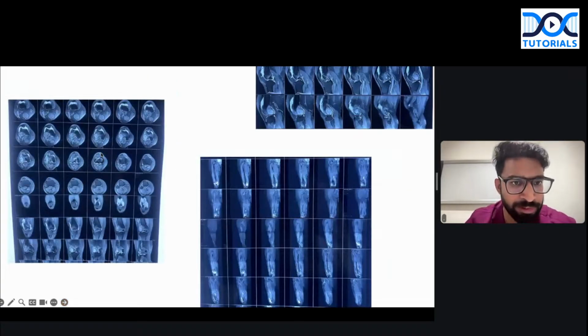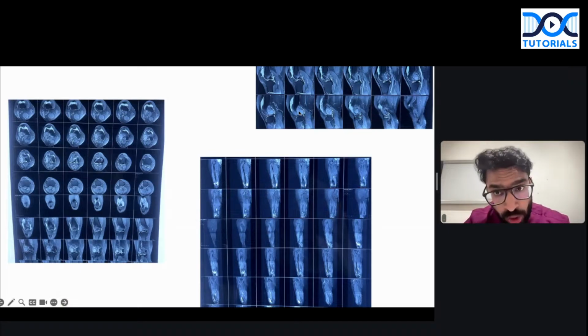This is another image of MRI showing the axial section. You can see that there is edema and an effusion in the knee joint with a lesion involving the lateral femoral condyle. The same is evident in this, and the same in this sagittal image, which is occupying the whole of the lateral condyle of the femur.